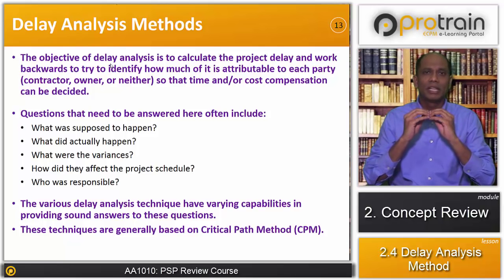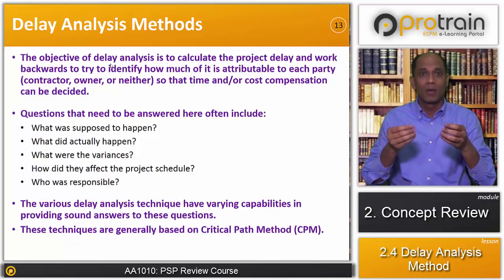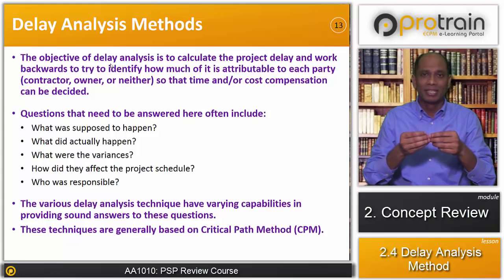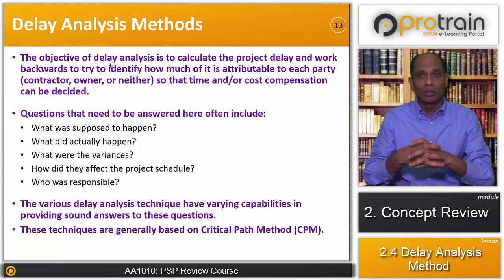The objective of delay analysis method is to calculate the project delay, essentially work backward to try to identify how much of it is attributable to each party, in that contractor, owner, or neither of them, so that time or cost compensation can be decided. So this is the overall idea of the delay analysis methods.